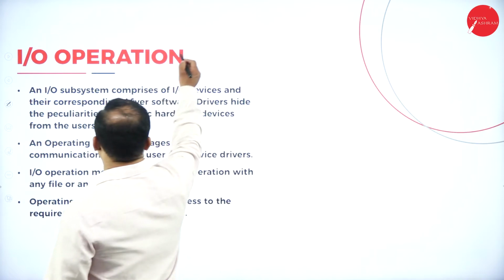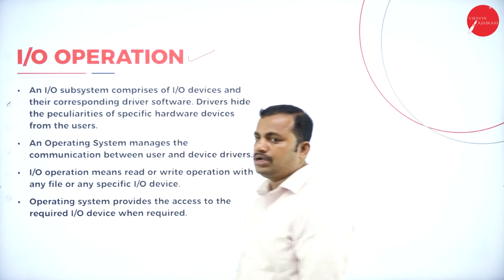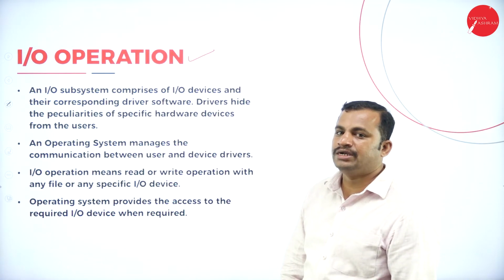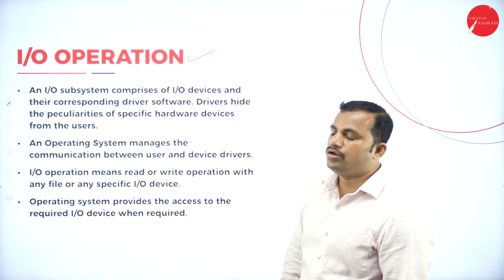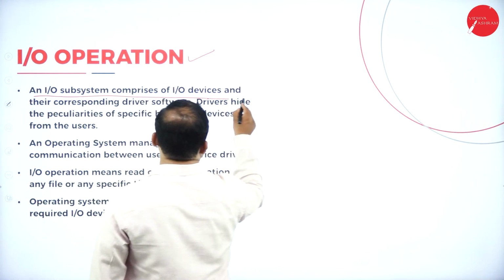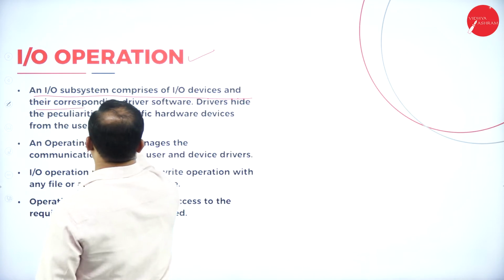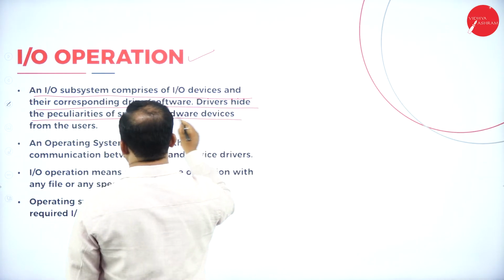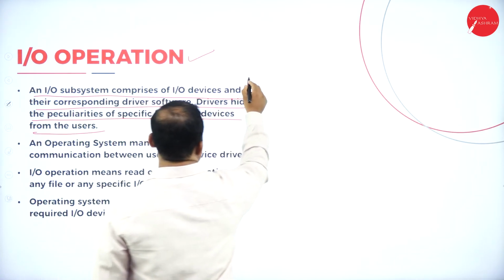So, which is the next operation? I/O operation. What is the meaning of I/O operation? Whether it is a printer operation, that is, interacting with hardware devices, all this is called an I/O operation. An I/O subsystem comprises I/O devices and their corresponding driver software. Drivers hide the peculiarities of specific hardware devices from the users.